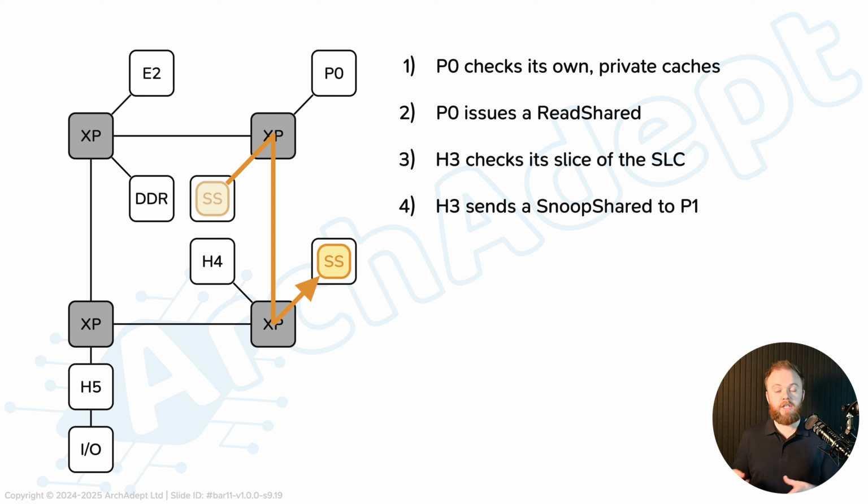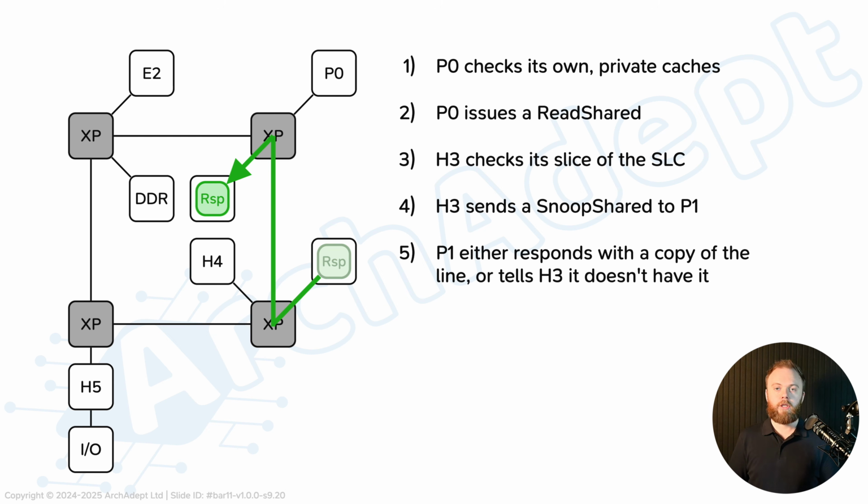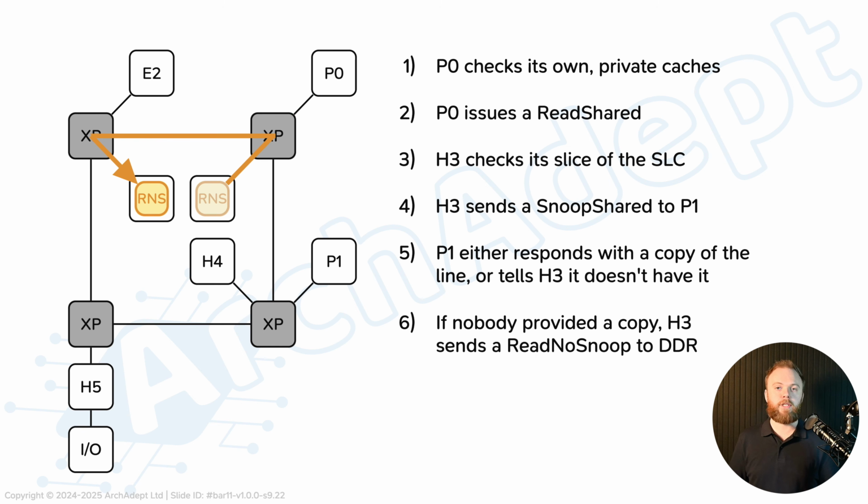Now you'll remember P0 sent a read shared, which meant give me a copy of this cache line and it's okay for other agents to retain a copy. And this snoop shared then correspondingly says to P1, give me a copy of this cache line if you have it, and it's okay for you to keep your copy. So P1 will respond to this snoop request by either providing a copy of the requested cache line or by informing H3 that it does not have a copy of the requested cache line. If it did have a copy, great, we can send a copy back to P0.